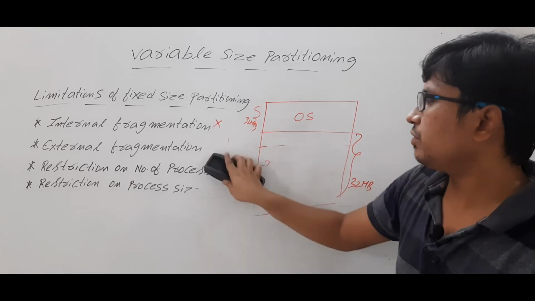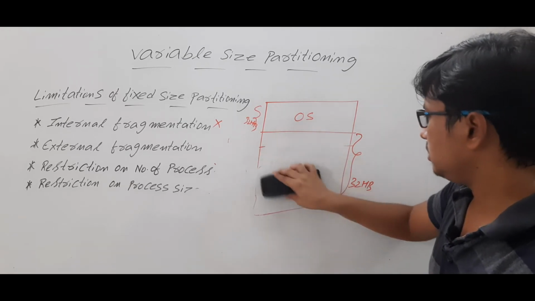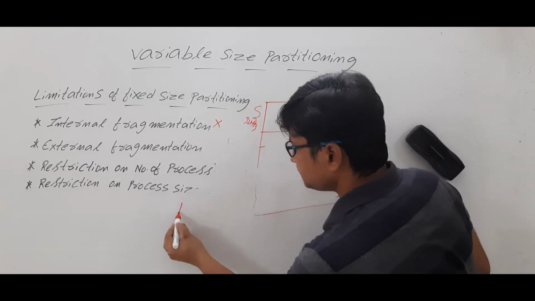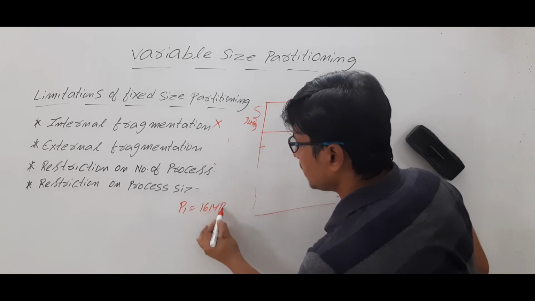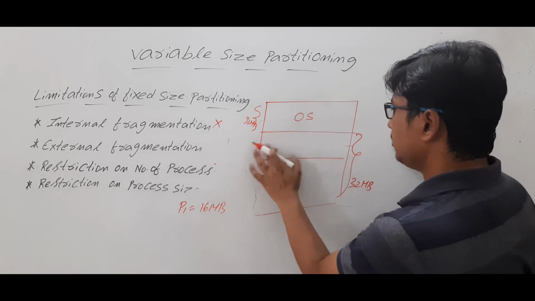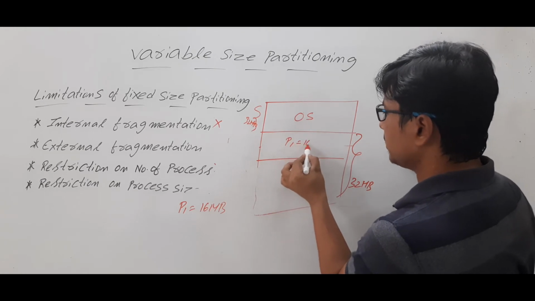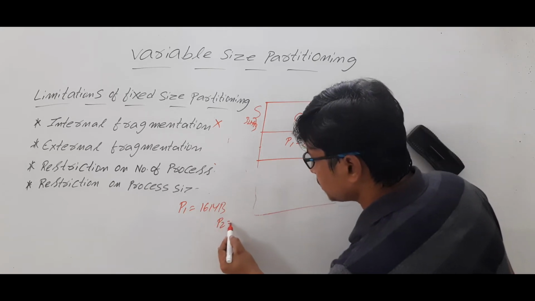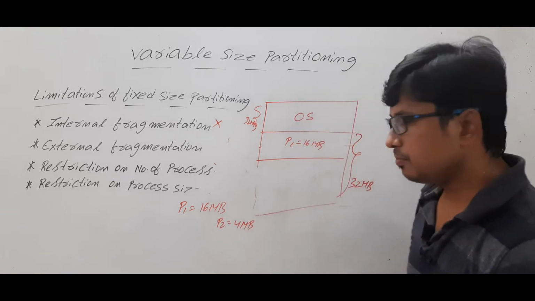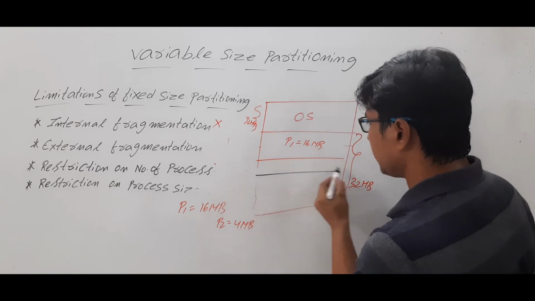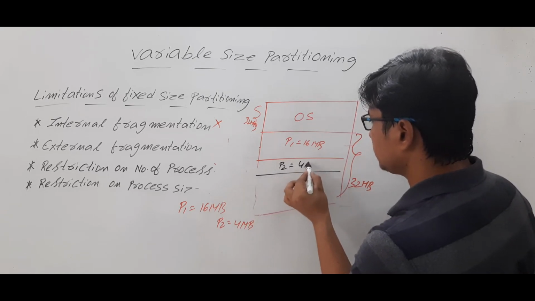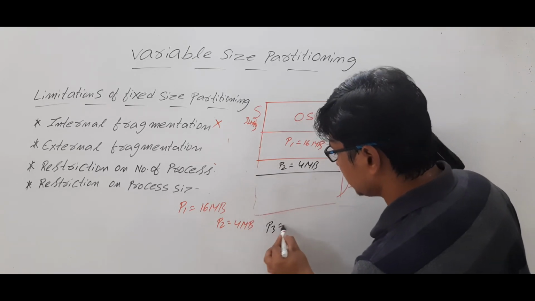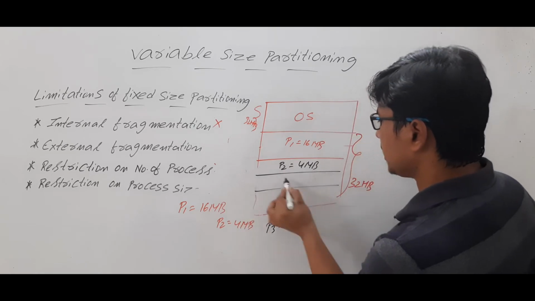Now let me discuss whether external fragmentation is possible or not. Let's consider that we have 32 MB. A process P1 came with 16 MB. Then 16 MB will be allocated for the process P1. Then we have another 16 MB. Let's take that process P2 came with 4 MB. Then process P2 will be allocated 4 MB. Let's take that another process P3 came with 2 MB. That also we can allocate.